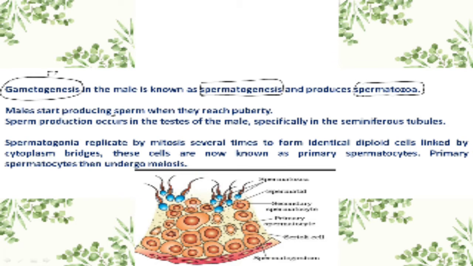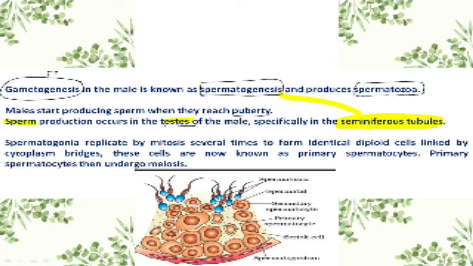Males start producing sperm when they reach puberty. Puberty is the state where sexual maturity occurs with the help of hormones, and sperm production occurs in the testes of the male. The testes are called the primary sex organs because the sperm, the male gametes, are formed there. Inside the testes, coiled tube-like structures are present, which are called seminiferous tubules. So the sperm formation, or spermatogenesis, occurs in the seminiferous tubules. For the detailed description, you can see the previous videos for the chapter.